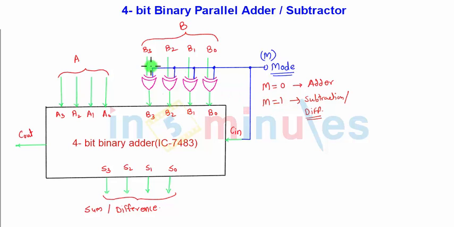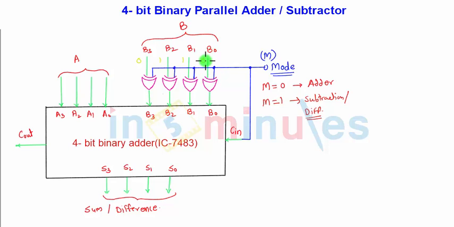So let us consider again the same example with B3, B2, B1, B0 equal to 0, 1, 1, 0, that are the bits I have taken earlier. But now M is equal to 1 here. Now for M equal to 1, the one input which is connected to mode towards the XOR gate is 1. So each of the bits is XORed with 1.